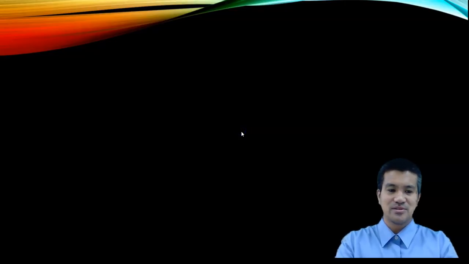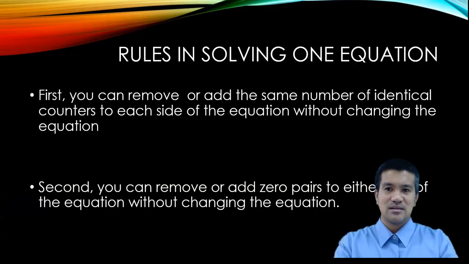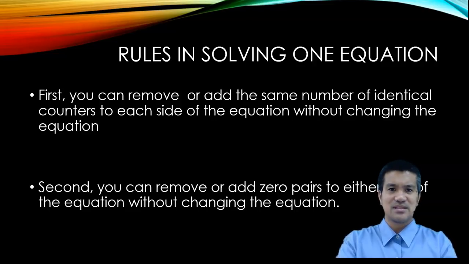In this video, we are going to learn about solving one-step equations. So how will we solve an equation? There are two basic rules that we're going to follow in solving an equation. First, you can remove or add the same number of identical counters to each side of the equation without changing the equation. Second, you can remove or add 0 pairs to either side of the equation without changing the equation. Let's give some examples.